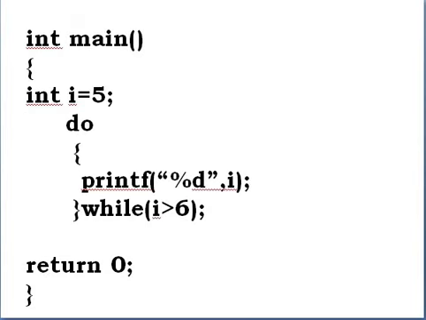Example, in main function variable I is initialized with 5. Do, by default this block will get executed at least once, means it will print 5 value. Then check here condition, while 5 is greater than 6, no, therefore it exits from this while loop and executes the next successive instruction from that main function.